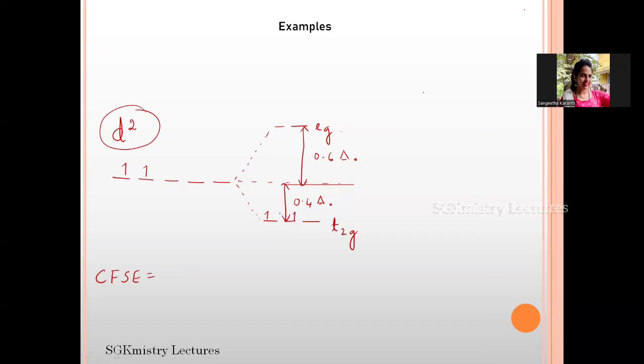So I'm talking about minus 0.4 into the number of electrons in the t2g orbitals. There are 2, right? So 2 here, plus 0.6 into the number of electrons in the eg. Here there are no electrons in the eg orbital, so 0. So minus 0.4 into 2 is minus 0.8. And plus 0.6 into 0 is 0. So the crystal field stabilization energy here is minus 0.8.